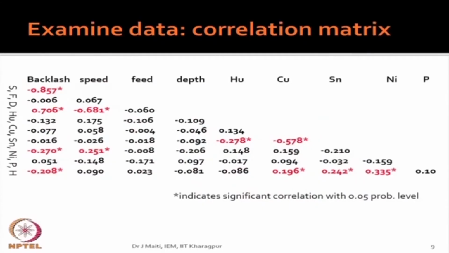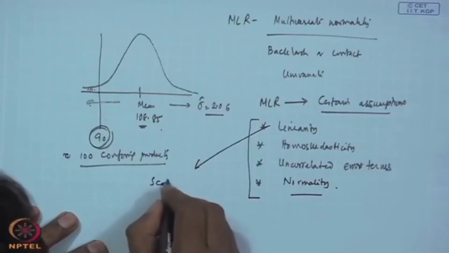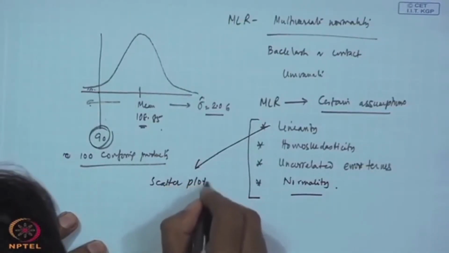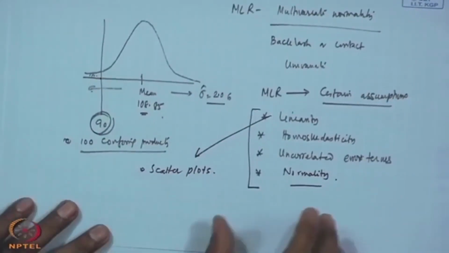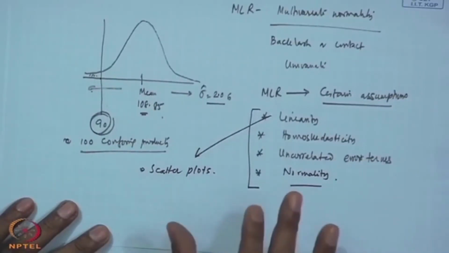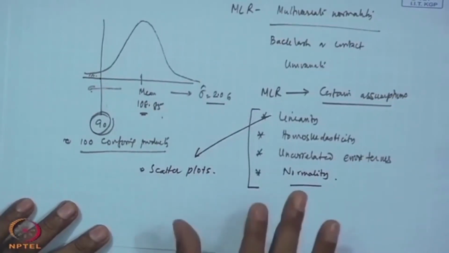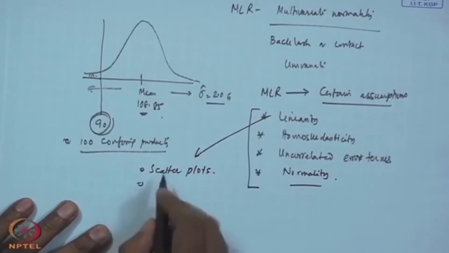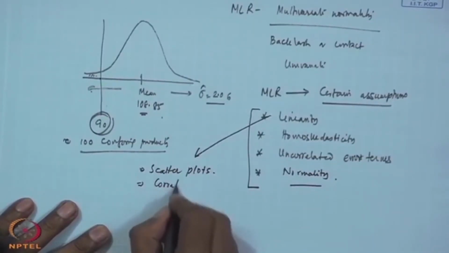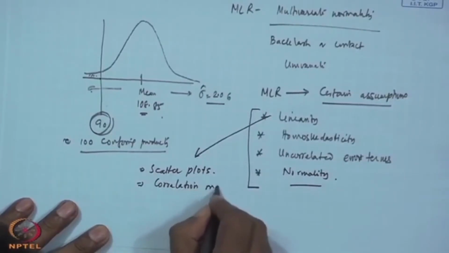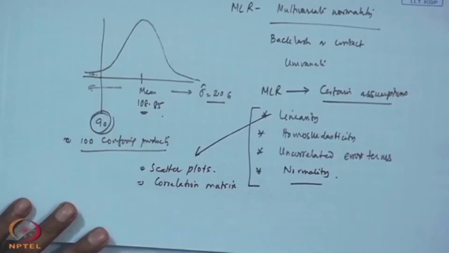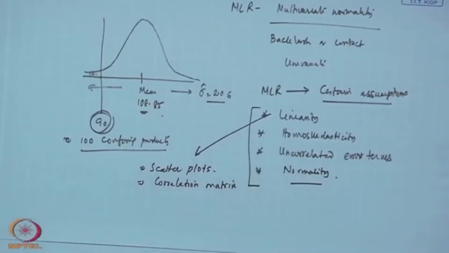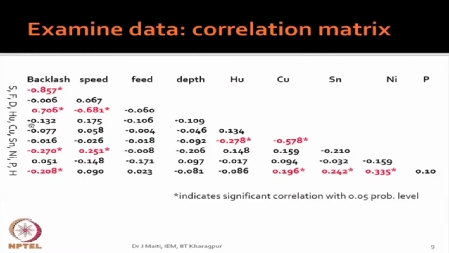So, first, what do you require? You require to see the scatter plot, then you will find out certain relationships, but these are subjective. Then you go for the correlation matrix. The correlation matrix we have computed here is shown like this.